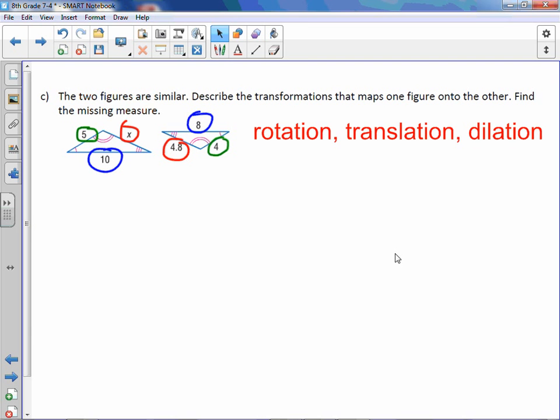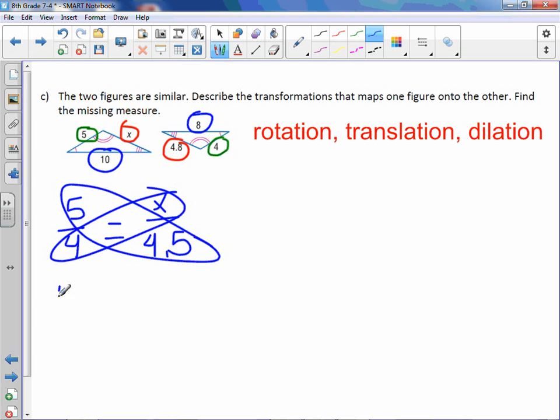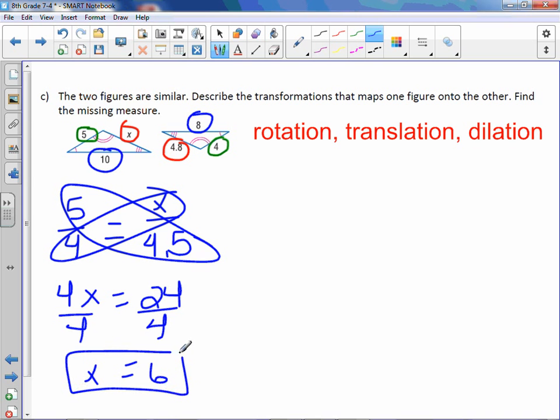So now let's write some proportions. I need to find x, so I definitely have to use the red. Other than that, you choose. Do you want to use the blue or the green? Doesn't matter. I'll choose the green. So let's compare this triangle to this triangle. So 5 over 4 equals x over 4.8. Cross multiply. 4x equals 24. Divide by 4. X equals 6.